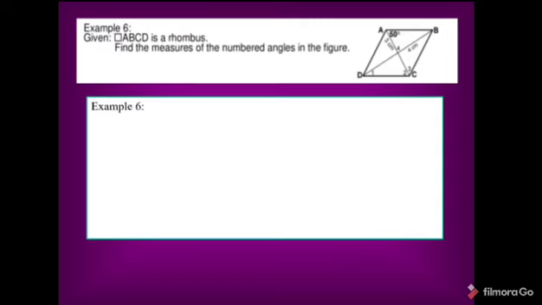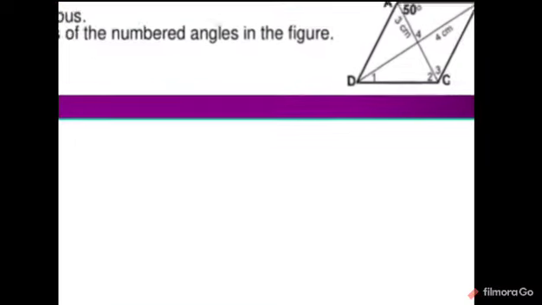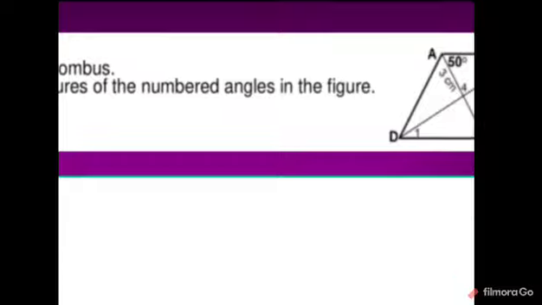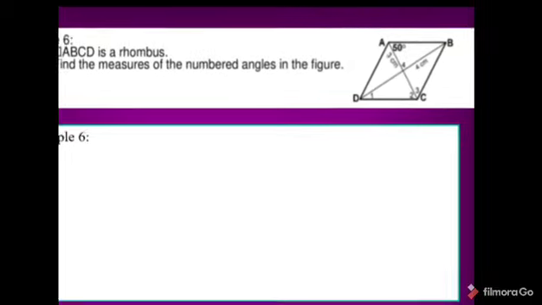Given quadrilateral ABCD is a rhombus, and we are asked to find the measure of the numbered angle in the given figure. So we have here the illustration of the given figure that segment AC bisects segment BD, and angle BAC measures 50 degrees, and we're looking for the measure of angle 4, 3, 2, and 1. So let's start with the measure of angle 4.